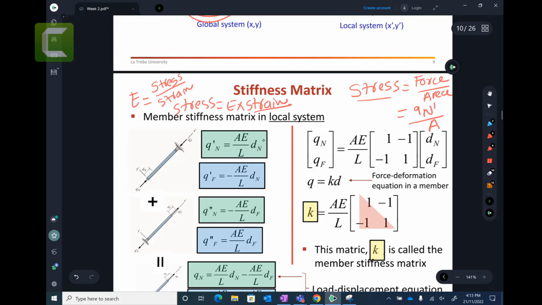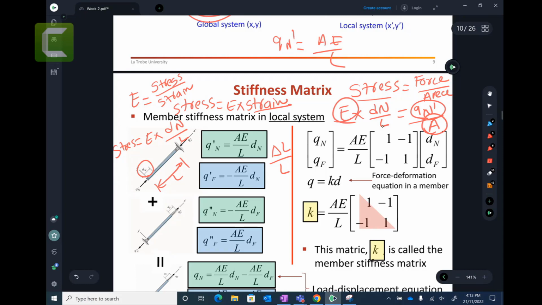And the strain is change in length, how much length is changing over original length. So stress is equal to Young modulus times how much length is changing, dn. Let's say original length is capital L. Right, so I can substitute this value here, E times dn over L. Now I need to find this Qn. Qn dash is equal to AE over L times dn, because A multiplied by E over L times dn. That's what I got here.